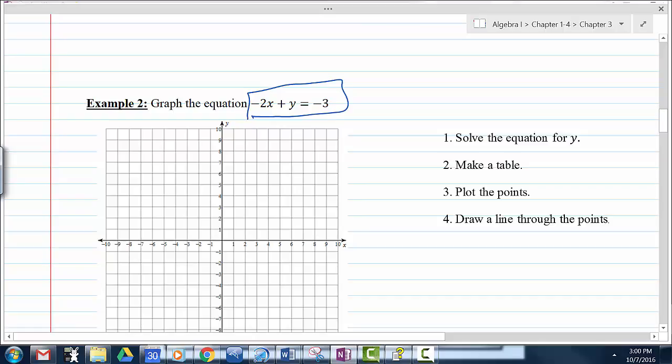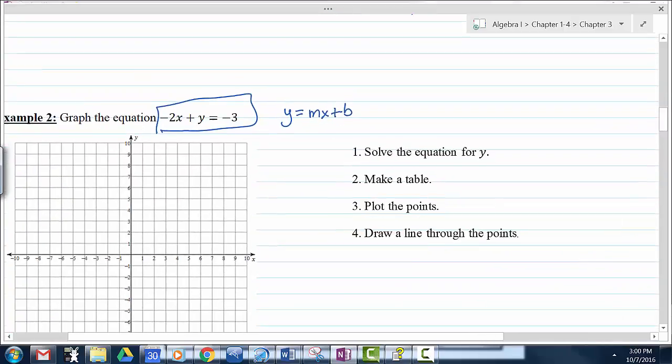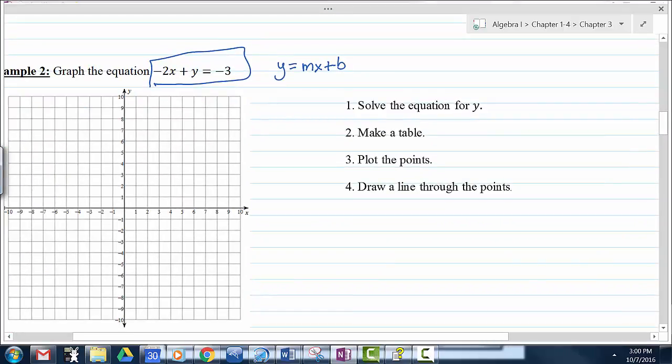The form that I always graph in is y = mx + b. You guys have to be familiar with that form, right? To put the equation in this form, you solve the equation for y. So if I solve the equation for y, now I have y = 2x - 3. Now it wants you to make a table and plot the points.